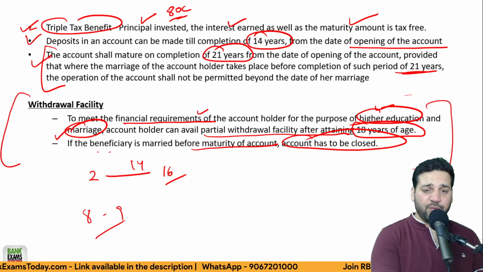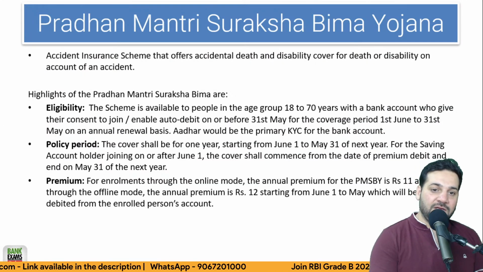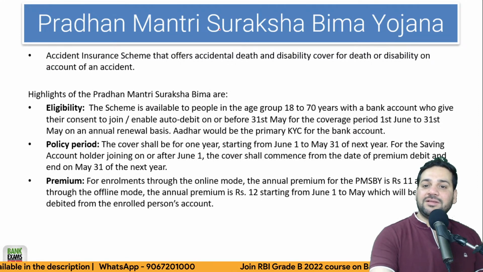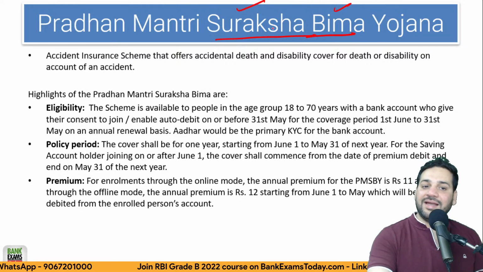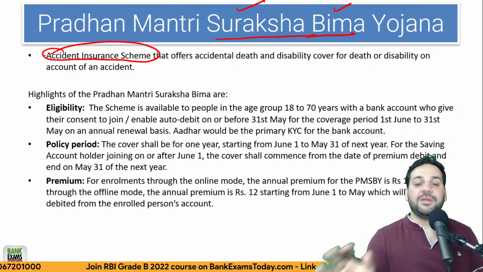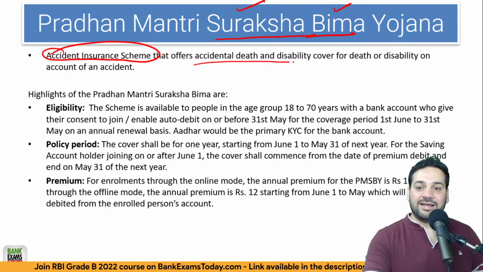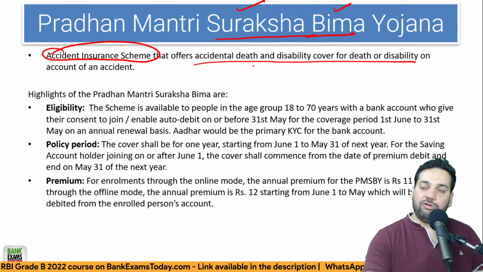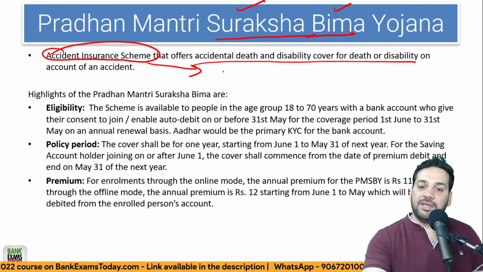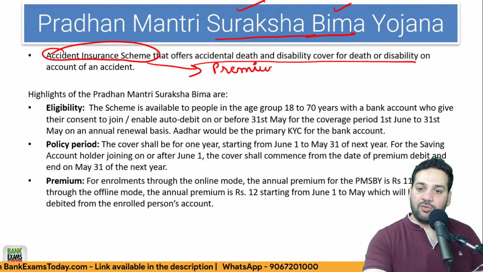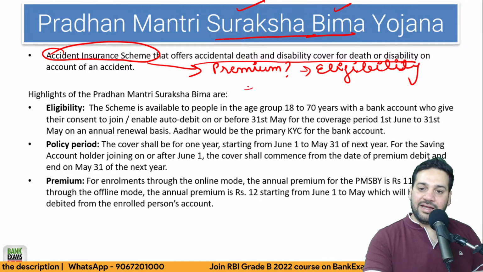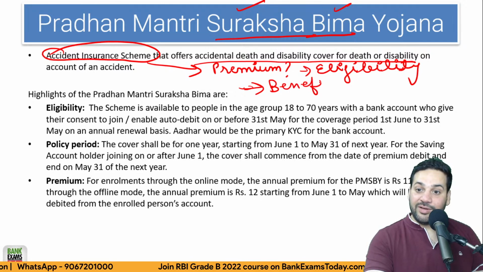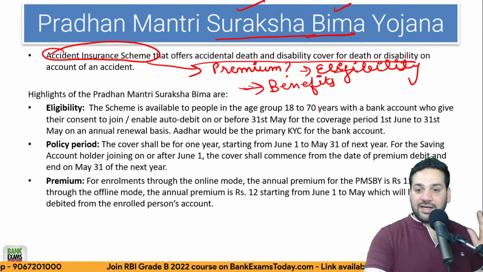Okay. Let's move forward. Pradhanmantri Suraksha Bhima Yojna. So please remember that Pradhanmantri Suraksha Bhima Yojna, if you know Hindi, agar aapka Hindi acha hai, you know that Suraksha Bhima is an accident insurance scheme. Okay. That offers accidental death and disability cover. So what you are supposed to know: the premium that you are paying, kitna premium aap pay kar rahe ho, how much premium you are paying, what is the eligibility criteria. For all these banking schemes, eligibility criteria and the benefits, how much money you are going to get.